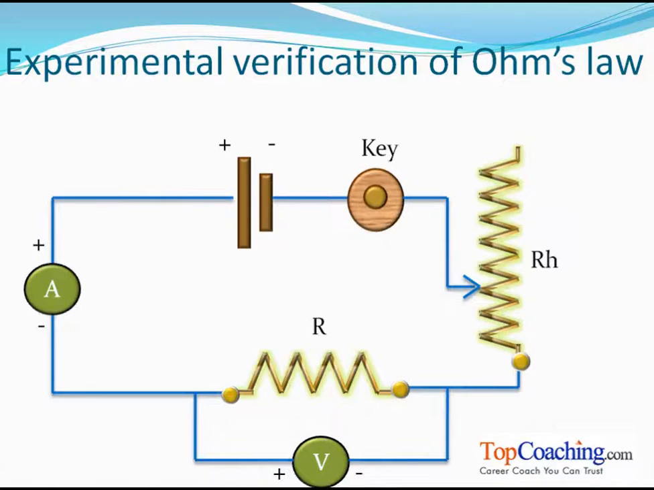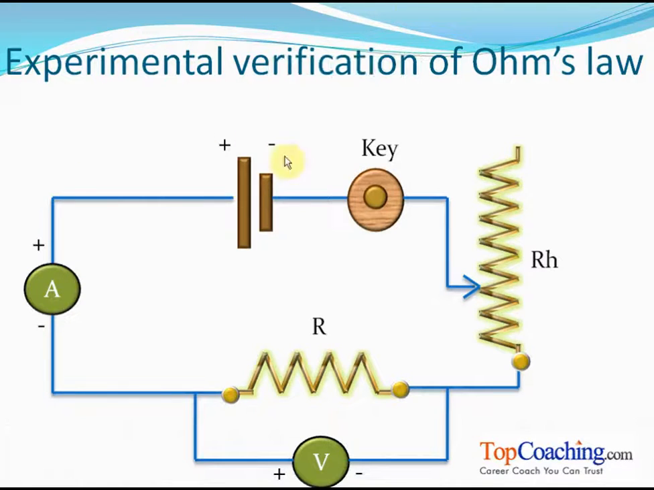Well, we already know what Ohm's law is, right? Ohm's law states that V is I into R. V here represents the potential difference across any element. I represents the current through the element, and R represents the resistance offered by the element to the flow of electric current. Now, how to verify this law?